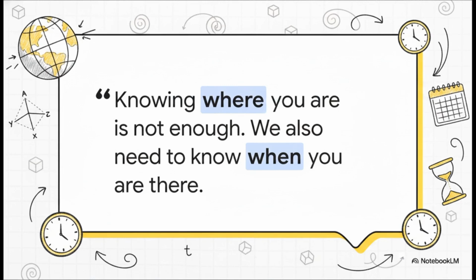Think about it like this. Knowing where you are is not enough. We also need to know when you are there. Like, if I tell you to meet me at a very specific latitude, longitude, and elevation, perfect 3D spatial coordinates, but I completely forget to tell you the time of day or the year, well, we're literally never going to meet. Your spatial location in the universe is fundamentally incomplete without your temporal location, and that is precisely why modern physics treats time as the literal fourth dimension.